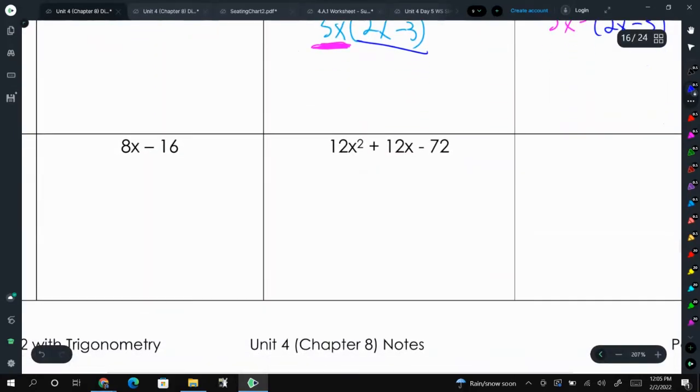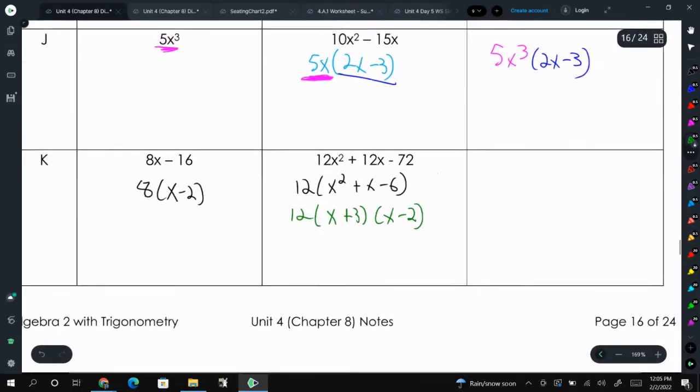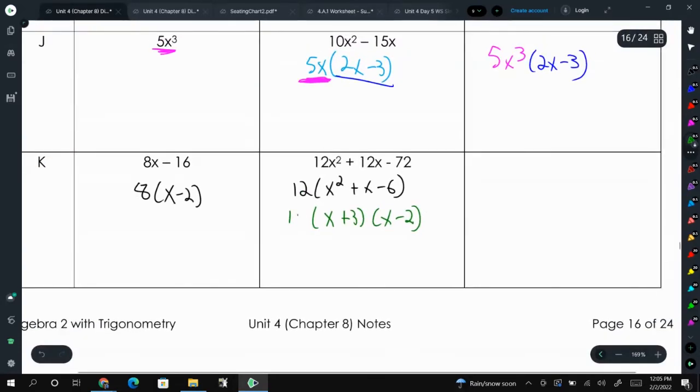All right, now the last one, we can factor out an 8 from the first column. We're left with x minus 2. We can factor out a 12, and we're left with x squared plus x minus 6. And then factor this to x plus 3 times x minus 2. So we can hopefully all agree that x minus 2 is in common with both of these.